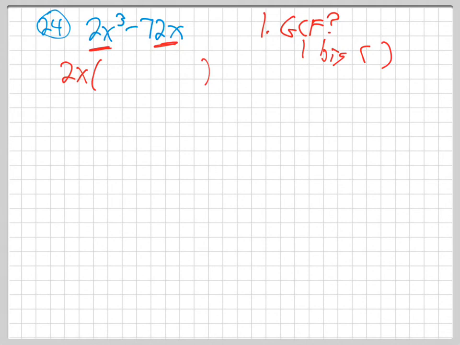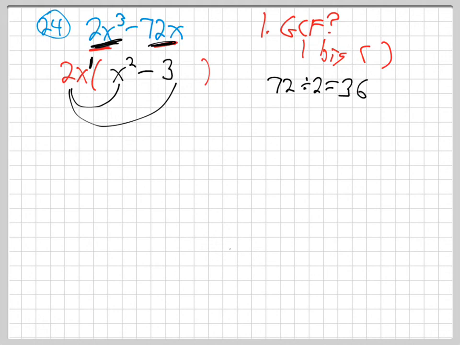Okay, what goes on the inside? Whatever works. 2x times what will go back to 2x cubed? X squared, because the invisible 1 power and the 2 power will add. Minus 2x times what will go back to 72x? Divide that on your calculator. Just take 72 and divide by 2, you'll get 36. So it's got to be 36. 2x times 36 makes 72x. All right.